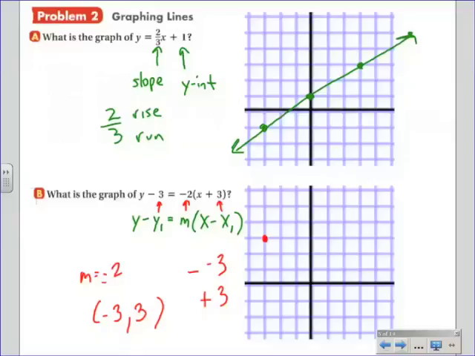Now my slope is -2. I'm going to turn that into a fraction, and remember that it is rise over run. So I'm going to rise -2, which means down 2, run 1. Rise -2, run 1, rise -2, run 1. There's the graph of my line.